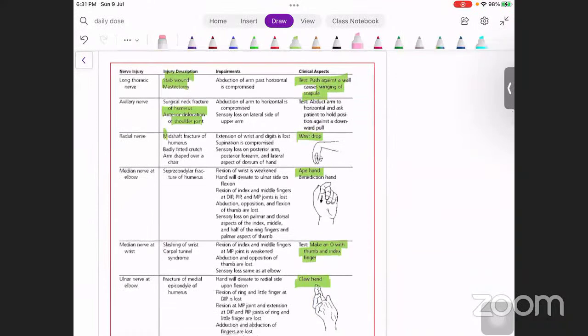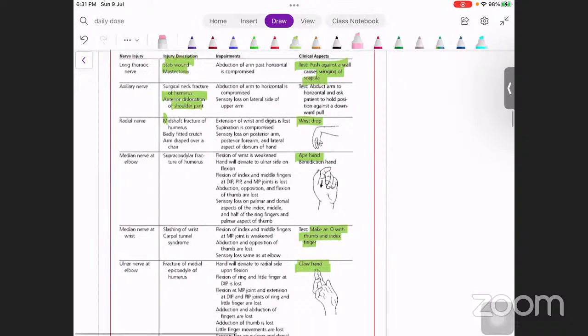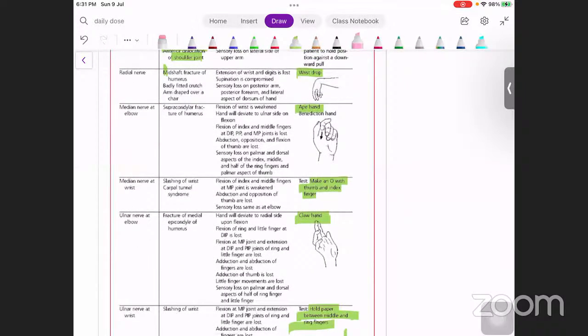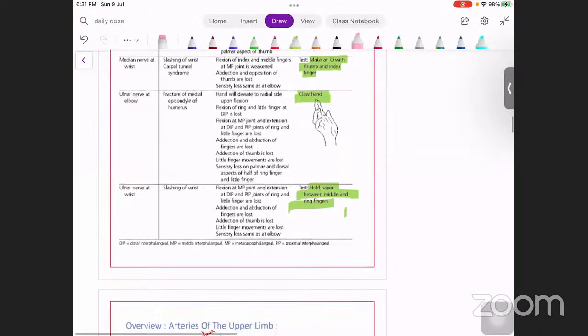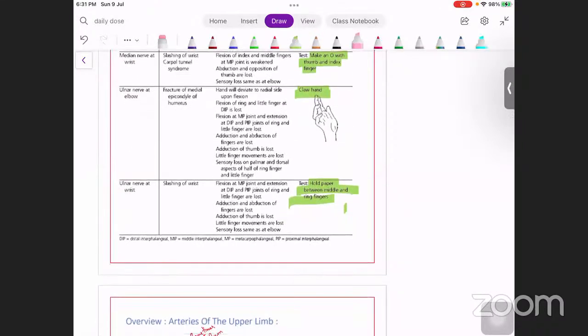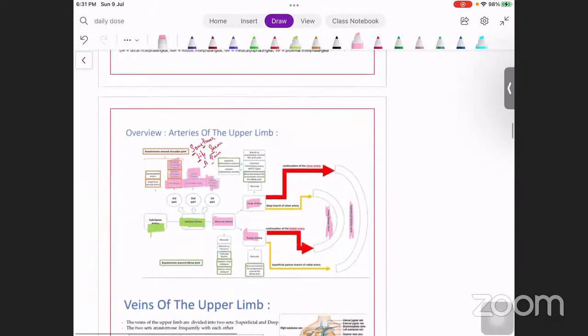Long thoracic nerve injury could result in winging of the scapula. Axillary nerve injury: initiation of abduction will be lost, abduction of the arm will be lost. Radial nerve: wrist drop will be there. Median nerve: ape hand at the hand, and at the wrist you may see the patient cannot make an O with the thumb and the index finger. Ulnar nerve: claw hand. Ulnar nerve at the wrist: cannot hold paper between the middle and ring finger.